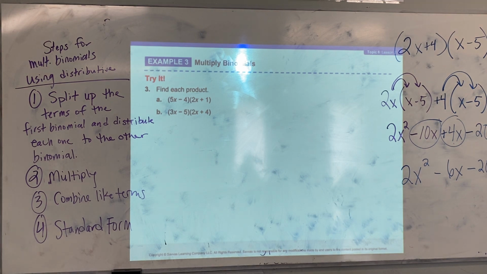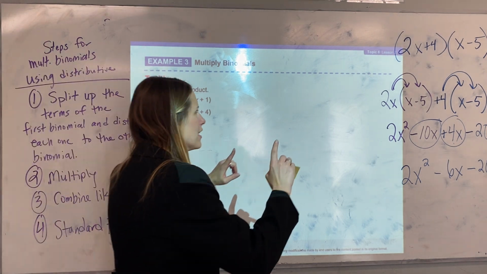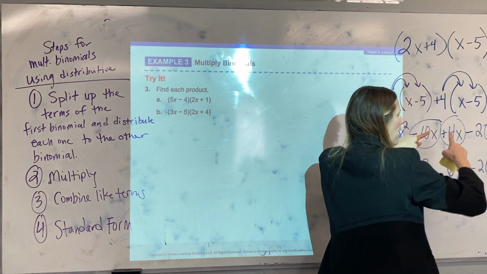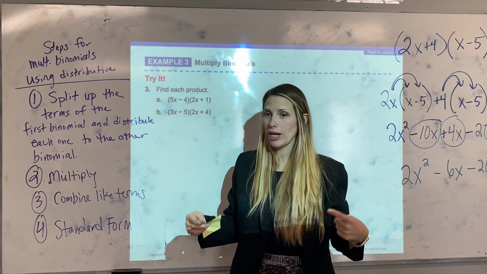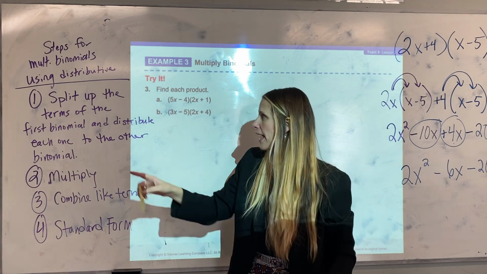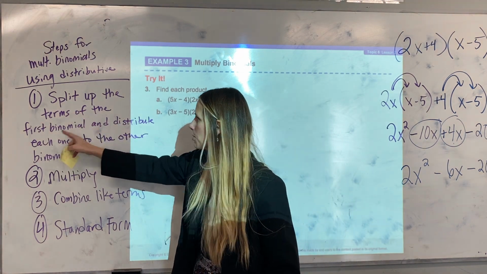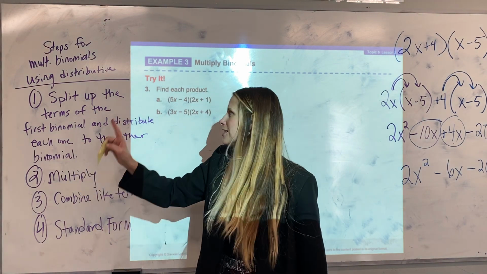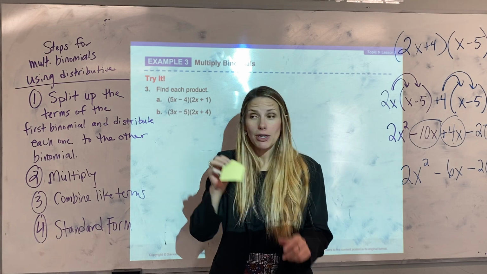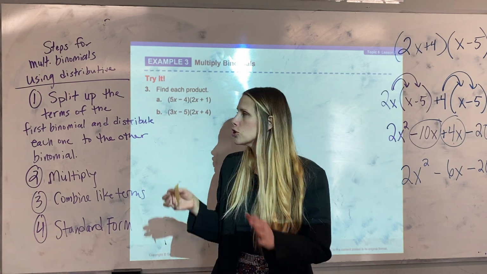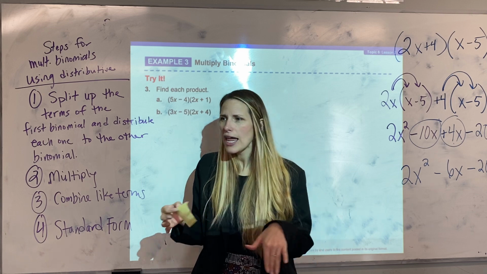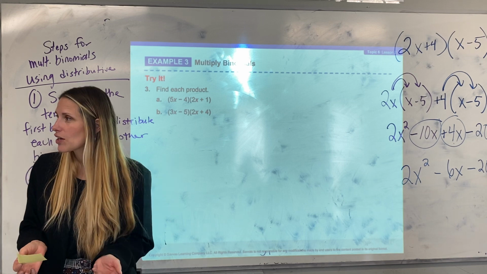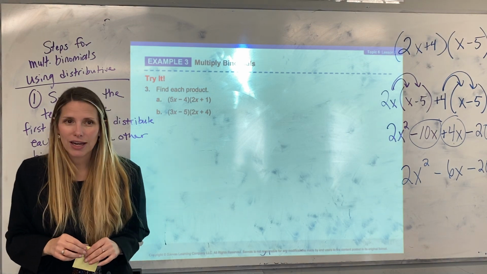Hey guys, if I separate my terms and distribute them, you separate your terms and distribute them. If I write split up the terms of the first binomial and distribute each one to the other binomial, you split up the terms of theirs. So you guys are going, did I do this right? No, you didn't, because you're not following my steps, and I can't even tell where you went wrong because you're doing it in your head. And that's a very scary place. Please don't try to take me there, okay?